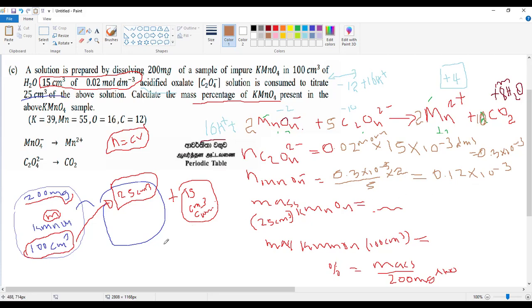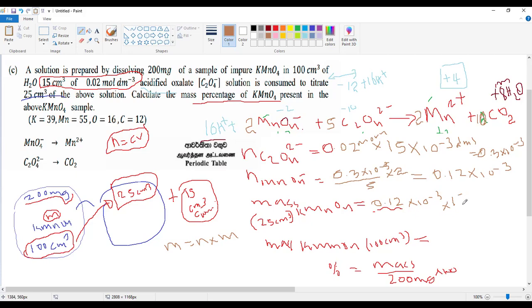Mass: now you know the mass equation, right? Moles into molar mass. Now moles of KMnO4 is 0.12 into 10 to the power minus 3 into the molar mass of KMnO4. Now we have to add and take. Potassium 39, manganese 55, and you have 4 oxygens, then it is 64.